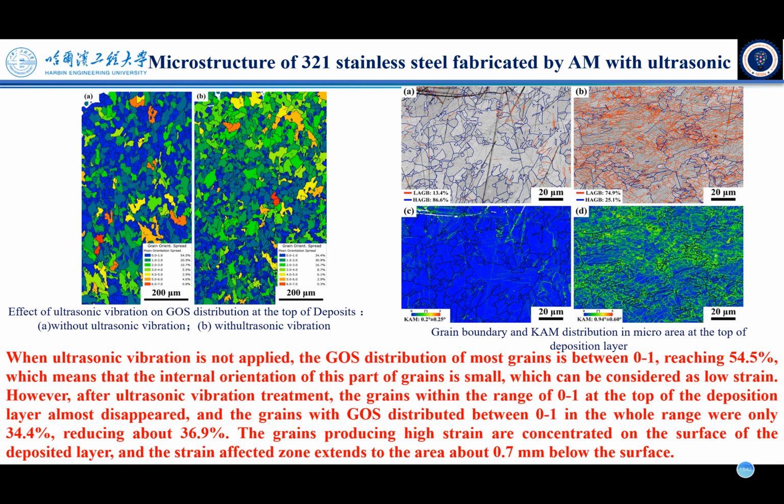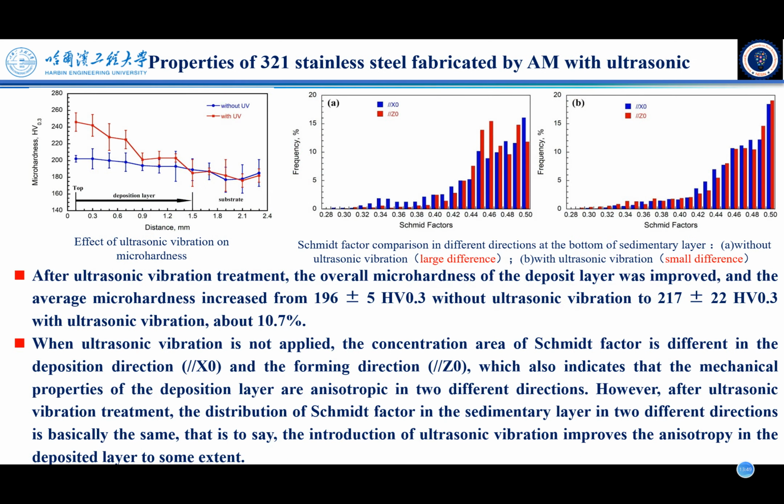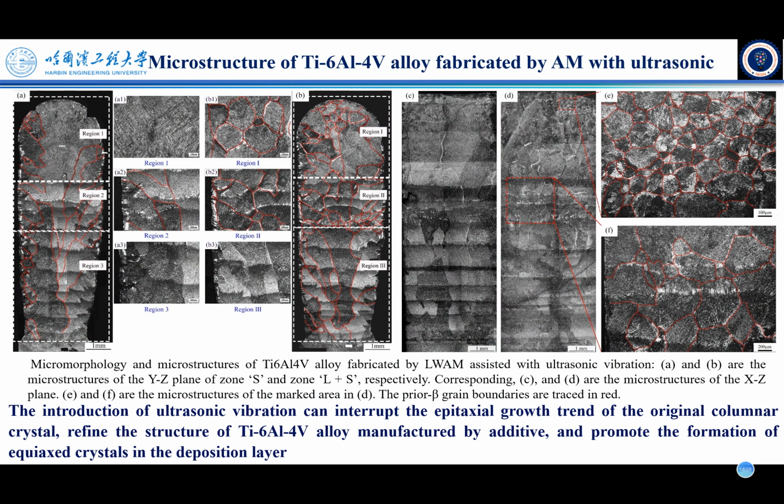The grains producing high strain are connected on the surface of the deposit layer, and the strain effect zone extends to about 0.7 mm below the surface. After ultrasonic vibration treatment, the overall microhardness of the deposit layer was improved, and the average microhardness increased by about 10.7%.